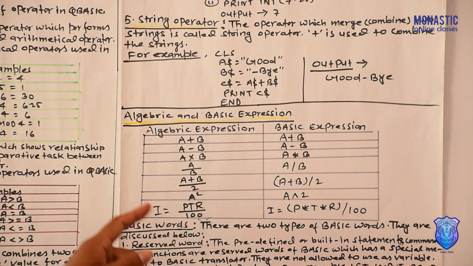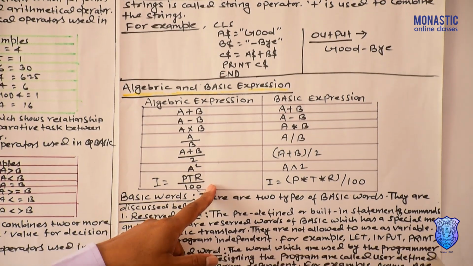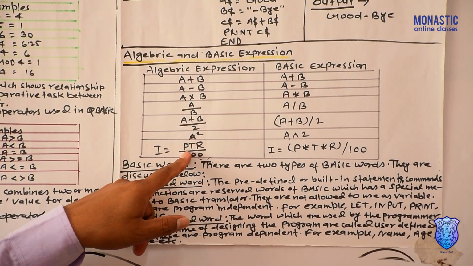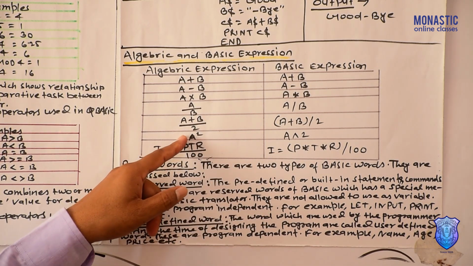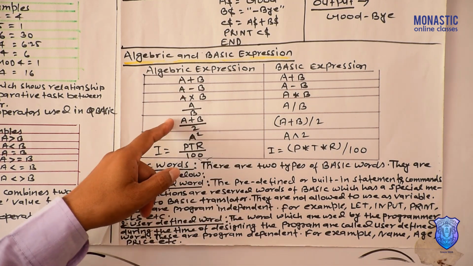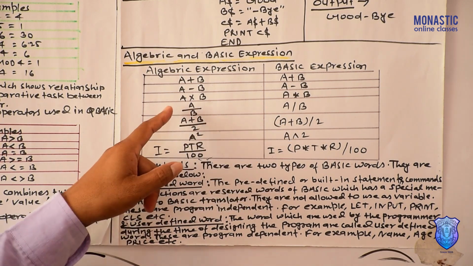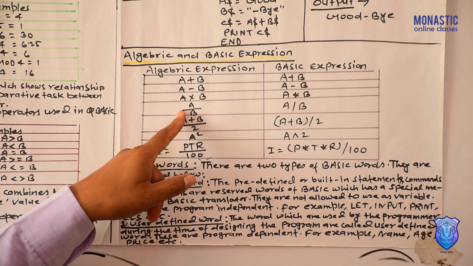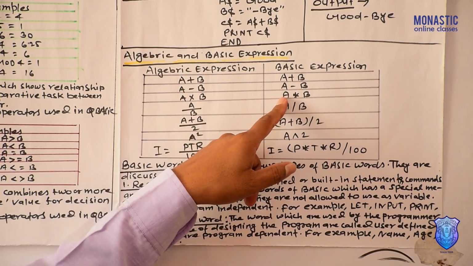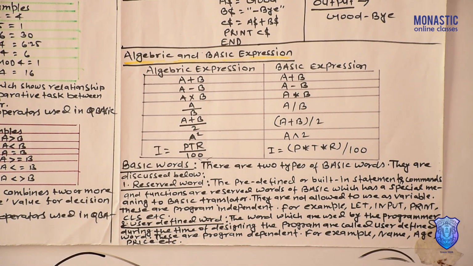If you write directly I = PTR by 100 in a program, you will get an error, because it is not a valid expression. Writing A square directly will also be wrong; in a program you have to write it the QBASIC way. Similarly, A plus B by 2 written like that will be wrong, and writing A by B like that will be wrong too. You have to write A / B. And for A cross B, you write A * B in QBASIC.